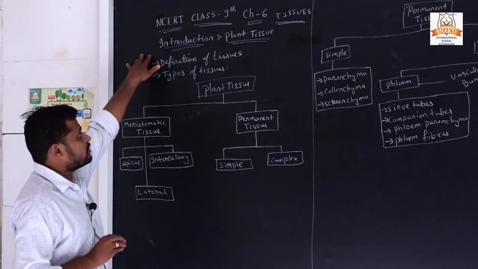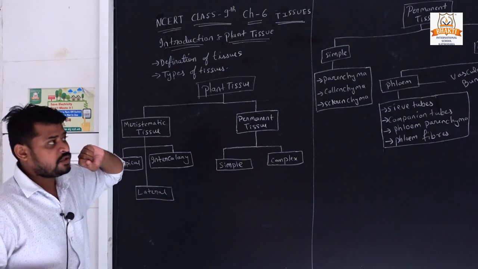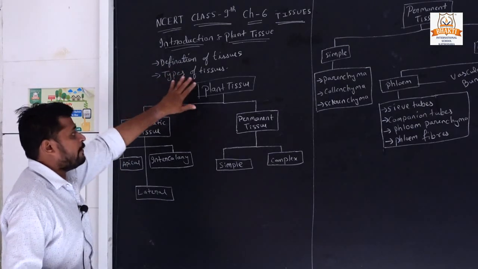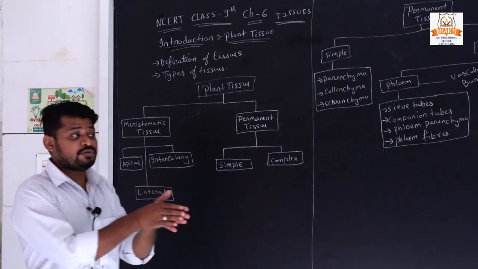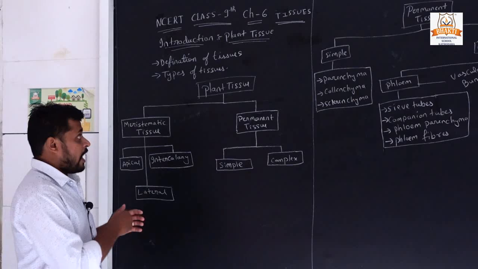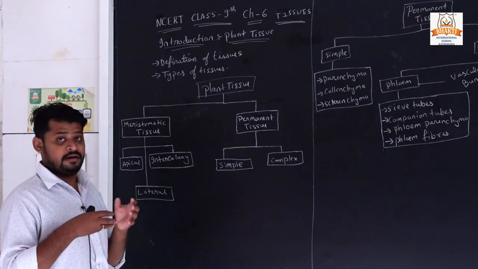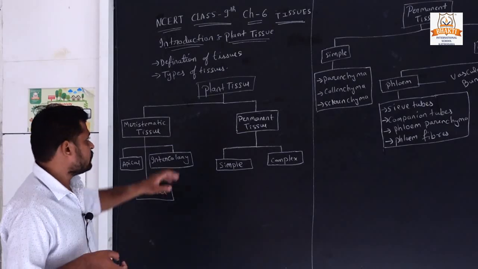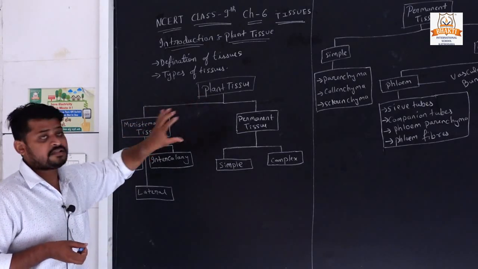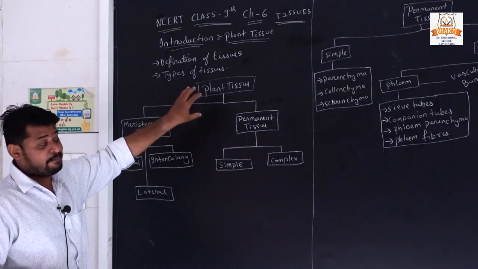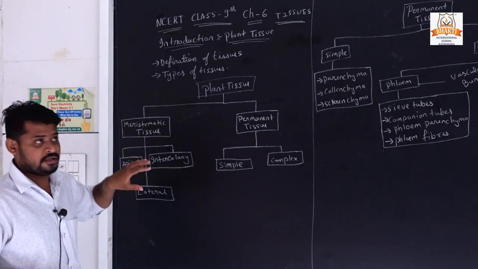First, the introduction of tissue, then the definition of tissue and types of tissue. First these two things we have to cover in this chapter, then we will be able to understand the different types of tissues and their parts. After that we will study plant tissue and animal tissue.